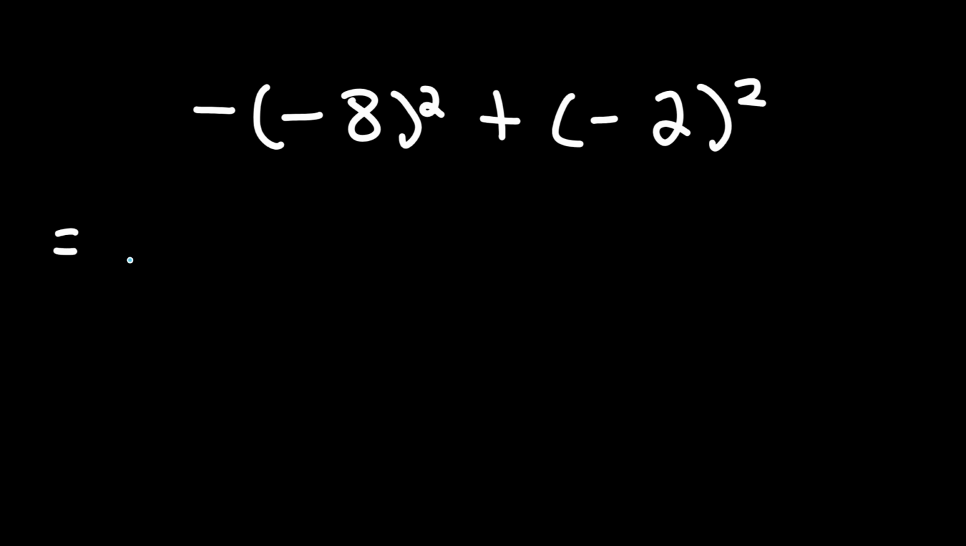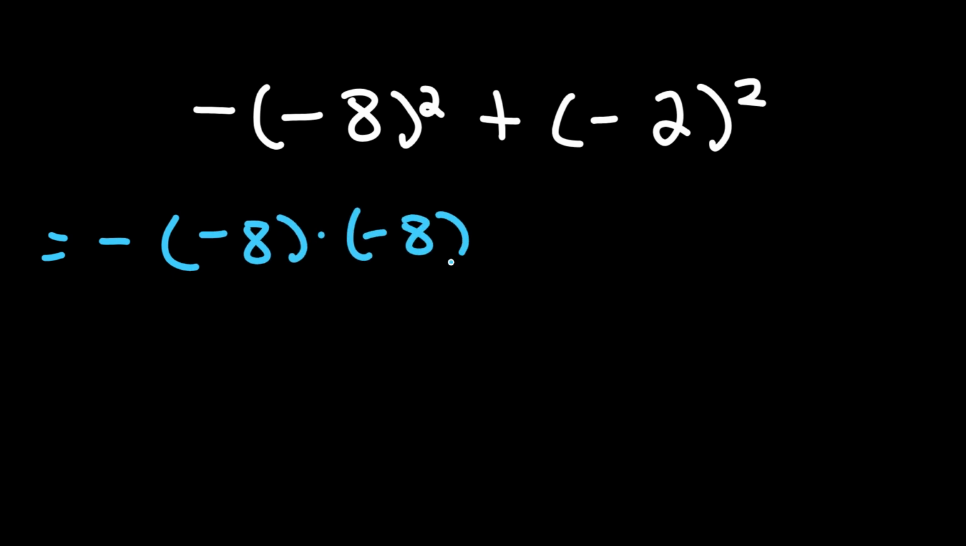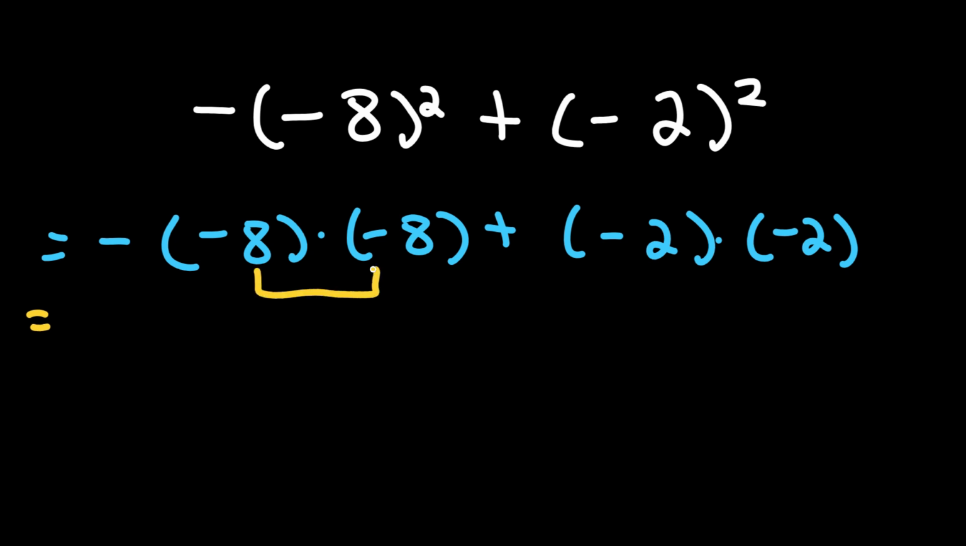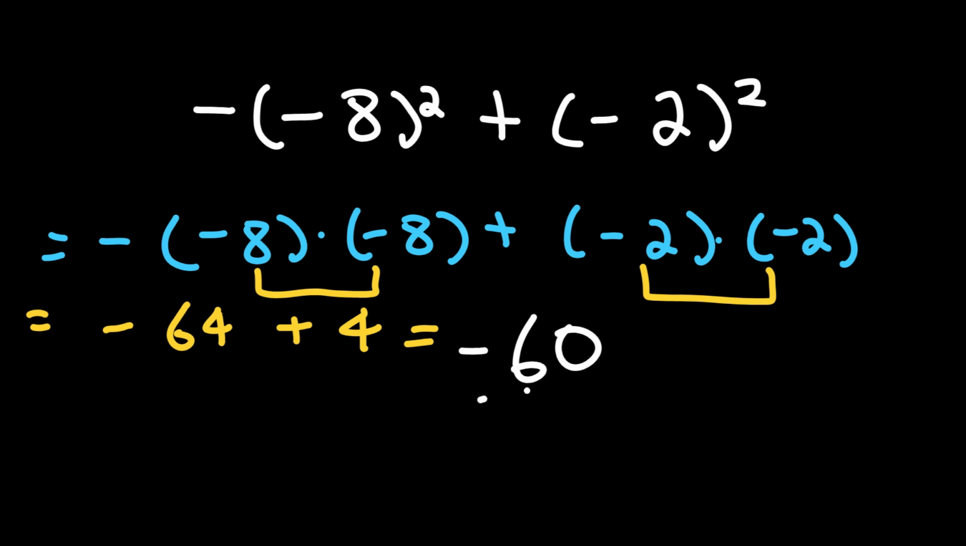Alright, so the first thing, look at it. Be careful with the negatives. That's negative 8 times negative 8 squared. And that 2 with the negative 2 is included, so we'll double that. Let's go ahead and solve negative 8 times negative 8. That is 64, but don't forget the negative sign. Plus, and now a negative times a negative, positive 4. Negative 64 plus 4 will give you negative 60.